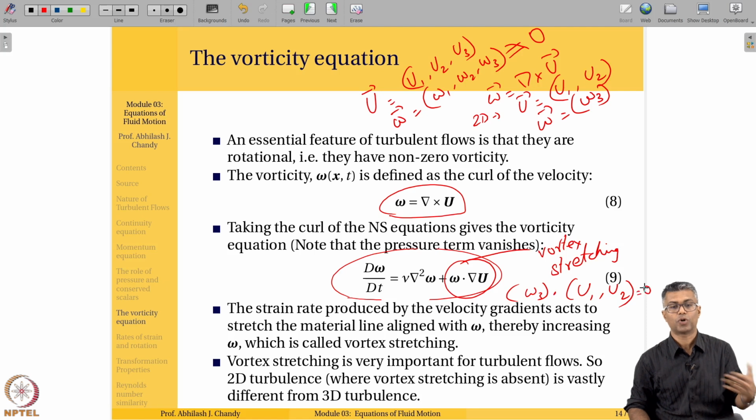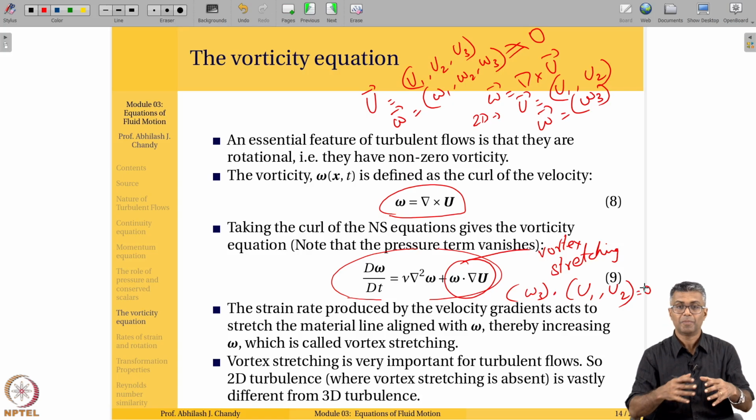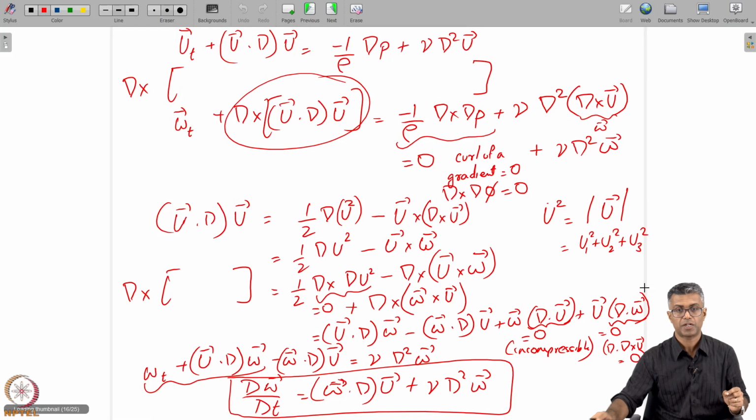That is the reason why the vortex stretching term goes to 0 in 2D, which means turbulence does not exist in 2D, because vortex stretching is one of the primary mechanisms for the material line to be stretched and broken down into small vortices. So that is about the vorticity transport equation.